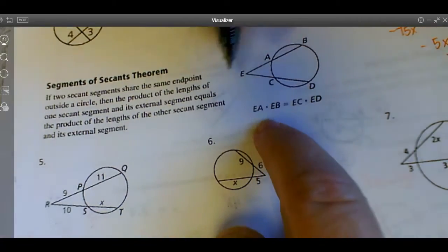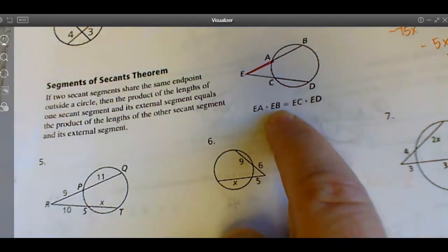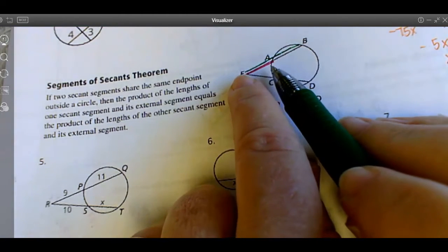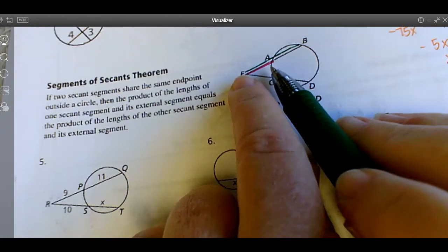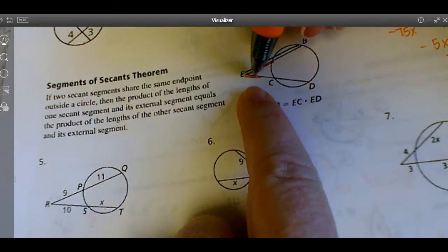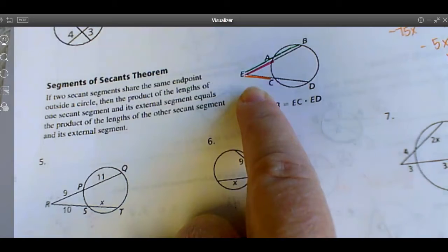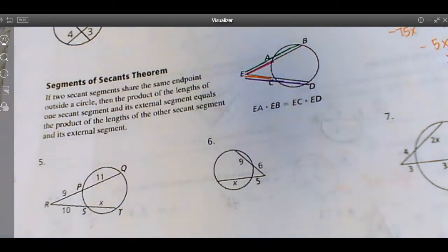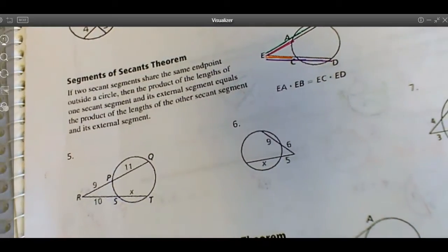Okay? It says that you multiply EA by EB. So you multiply the whole side by the part that's outside the circle. Okay? And then, same thing over here, you multiply the part outside the circle by the whole side. Okay? So instead of just the two parts like we just did, you got to think about the whole side now. Okay? So let's look at number 5.